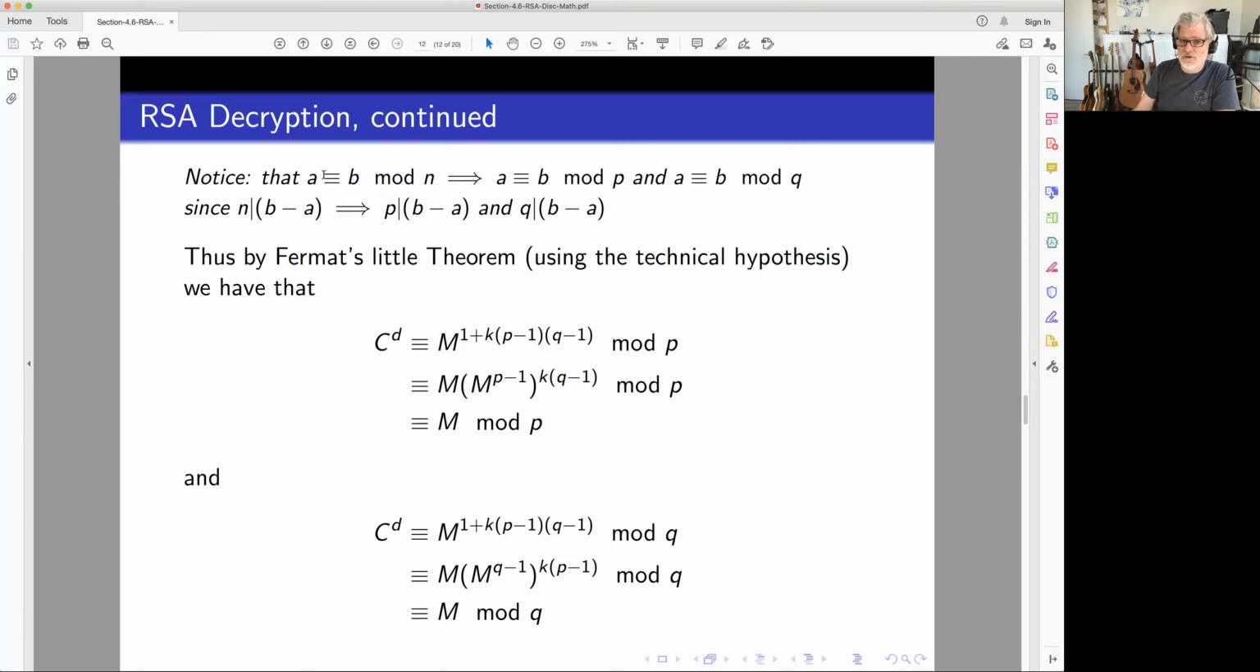The two numbers being congruent mod n means n divides the difference. And if P divides n, I should have written that here, I should add that to this slide. So P divides n, which divides B minus A, so P divides B minus A. You see it?